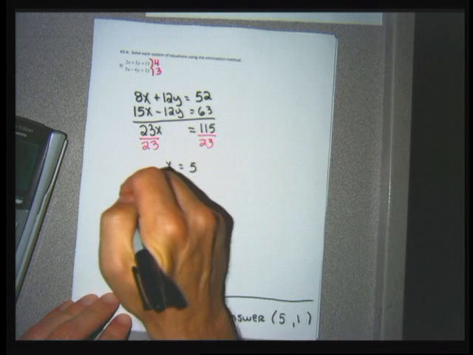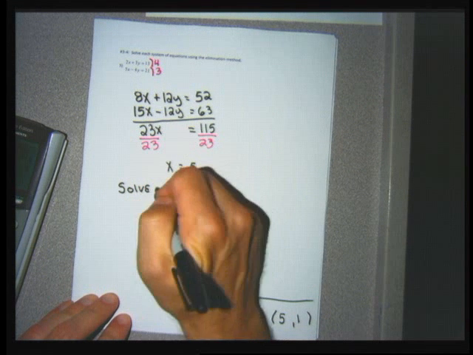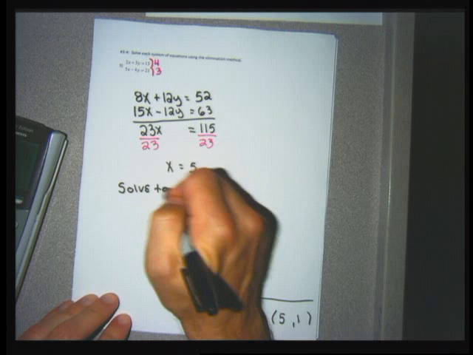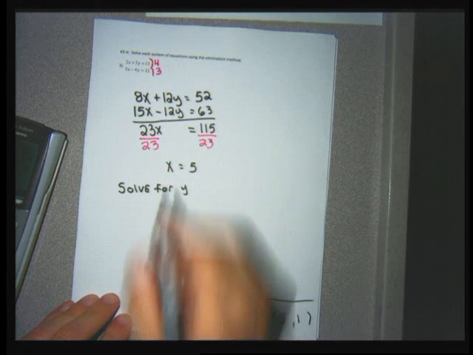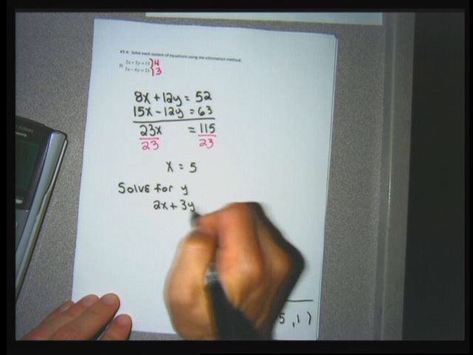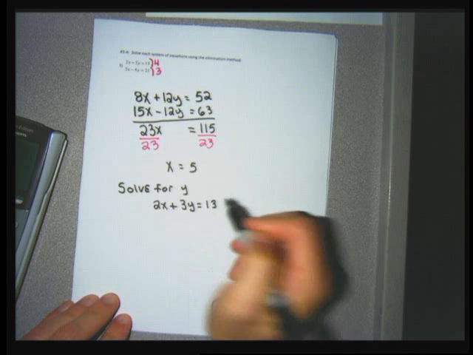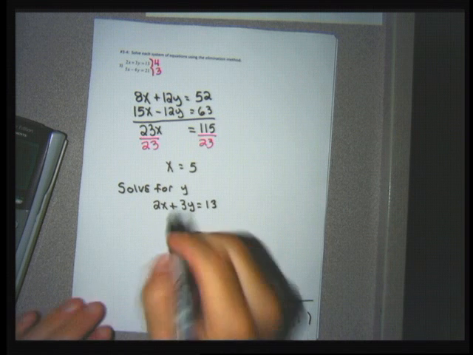Now I need to solve for y, and there isn't a good equation to use, but I need to solve for y. I'm going to use the top equation, 2x plus 3y equal to 13, and plug 5 in for x. The downfall of the elimination method is solving for the second letter, where in the substitution method, solving for the second letter is kind of nice.